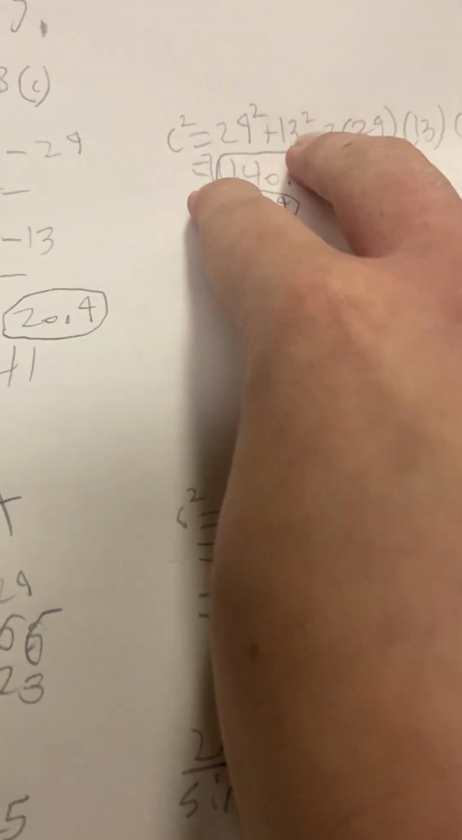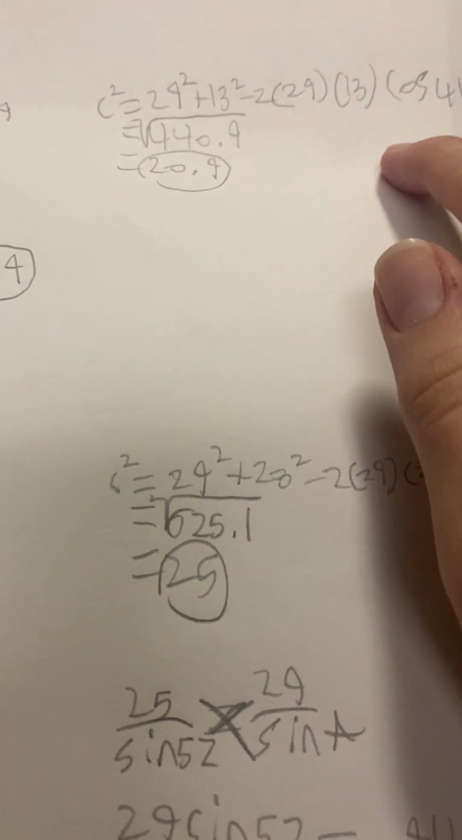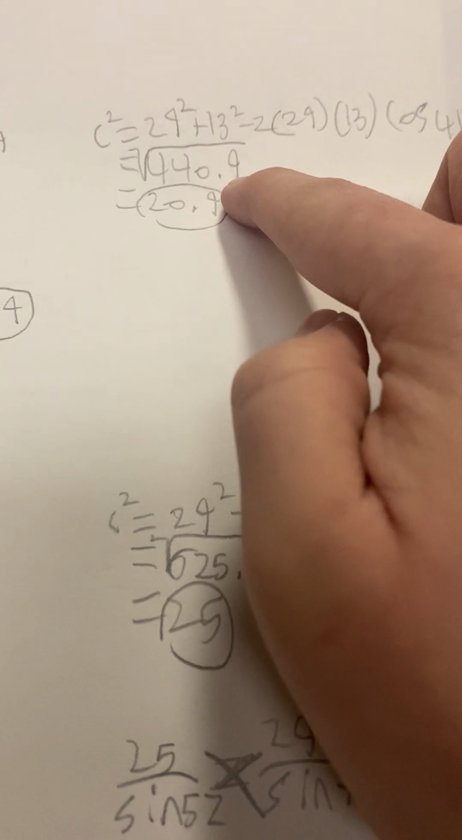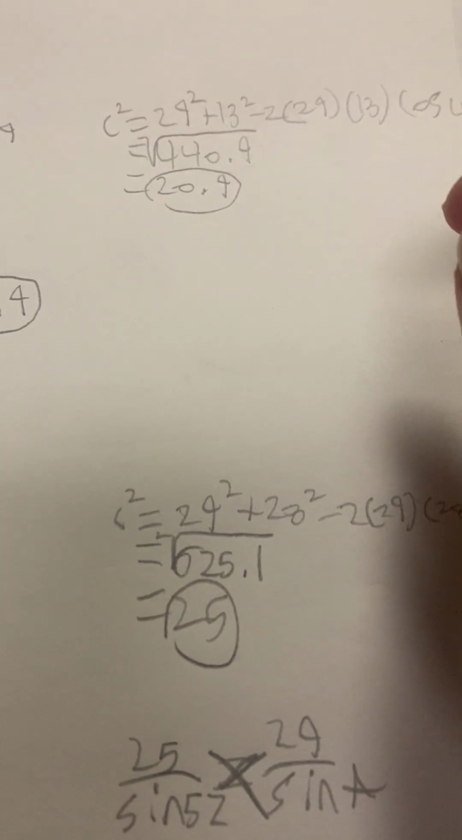And then you're going to put little a and little b, which happens to be 29 squared plus 13 squared. Subtract 2, multiply by the same, so I remember it. And then cosine of your angle, which is 41 in this case. And it's going to come out to 440.9 something. I don't remember the full thing, I just put about one decimal place.